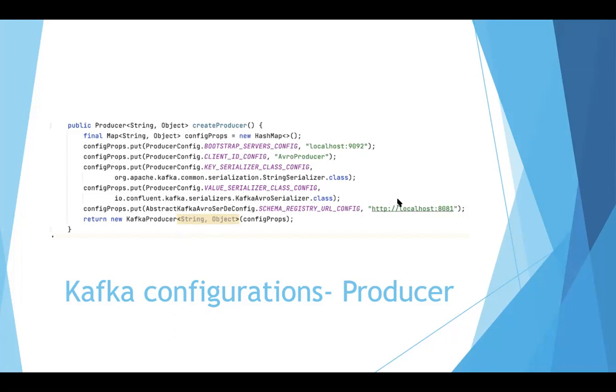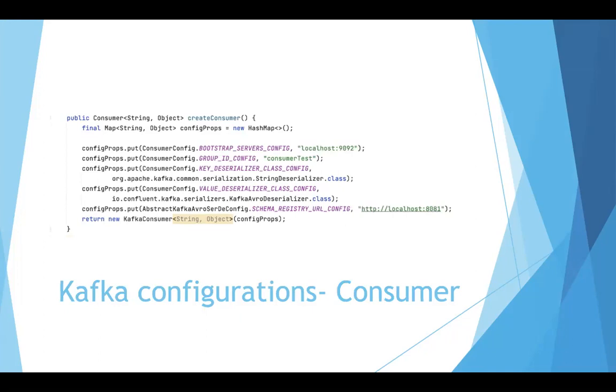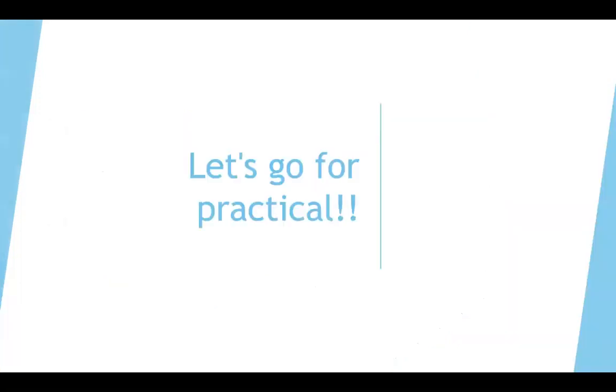I was having the schema registry running on my local system, so I have this local URL here. We'll have the same kind of configurations at the Kafka consumer side as well: the bootstrap server, group ID, key deserialization, the value deserialization would be the Kafka Avro deserializer here, and the schema registry details here. I think now we are good to go for the practical. Let me share my screen again to show the schema registry.